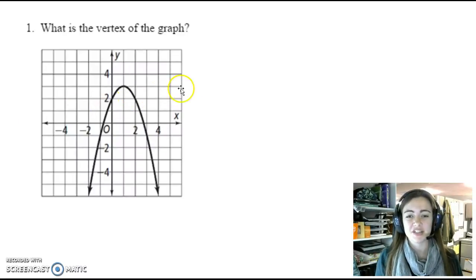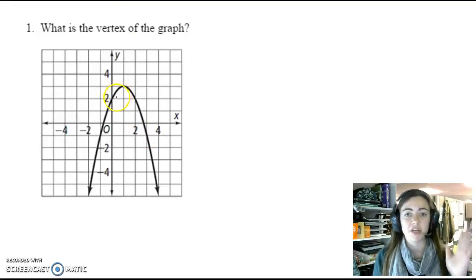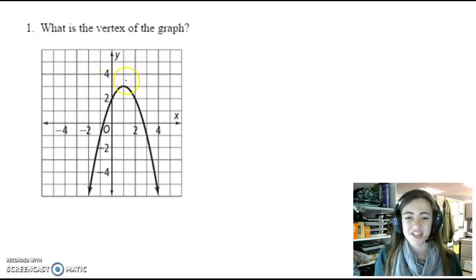So the first question is, what is the vertex of this graph? So that's where it changes from increasing to decreasing or decreasing to increasing. So it looks like it's right there. So at x is 1, y is 3. So we write that xy, or 1, 3.